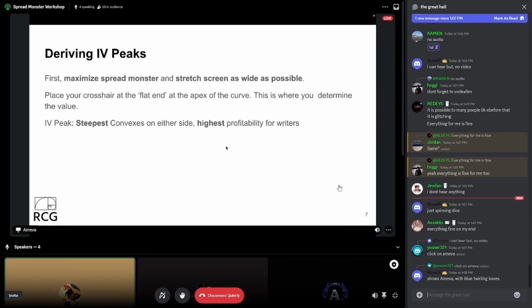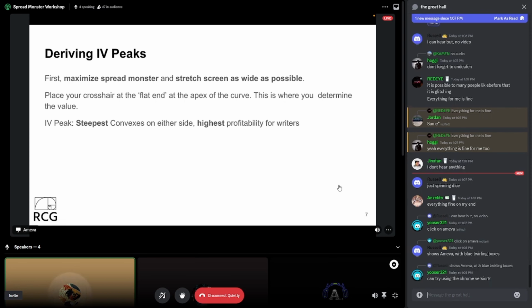So how do we find our IV peaks? You want to maximize your spread monster, stretch it as wide as possible, place your crosshair at the flat end of the apex of a curve, and that is where you determine the value of the peak. You do not determine it from the pinhead of a curve. The peaks are the steepest convexes on either side, which is the highest profitability for writers.